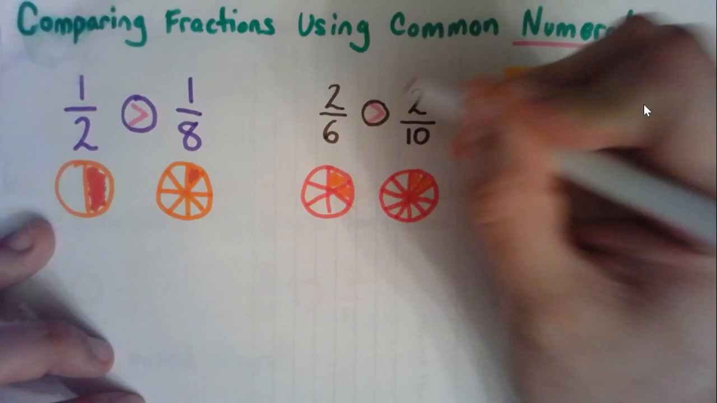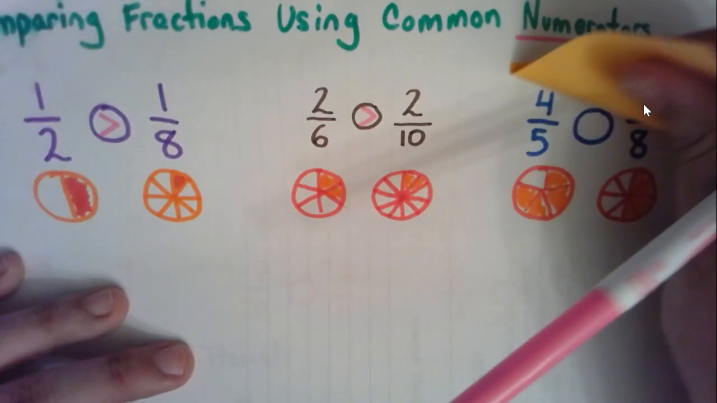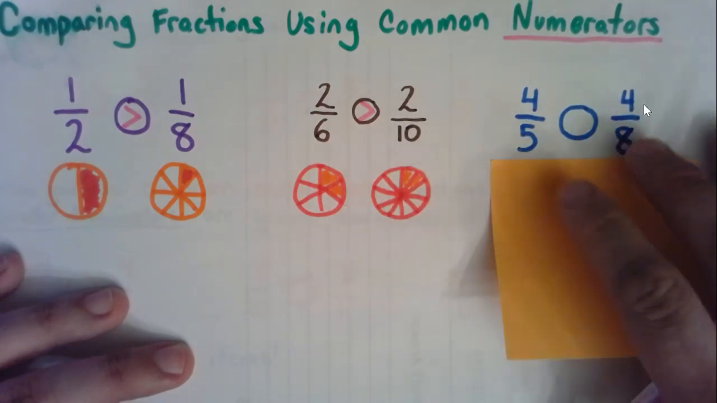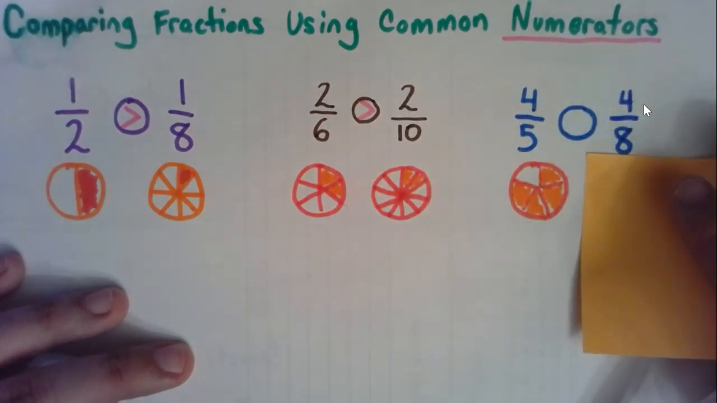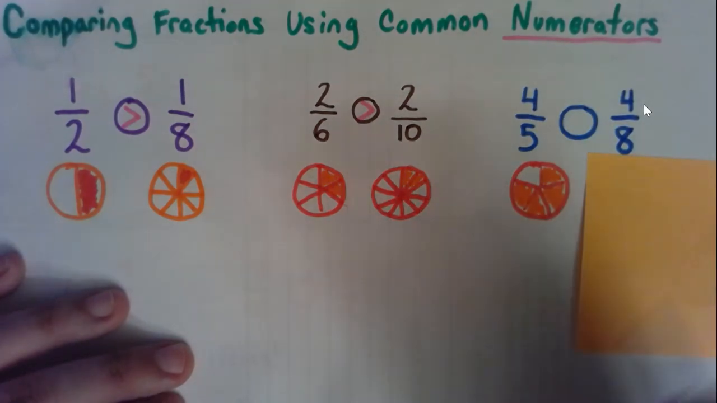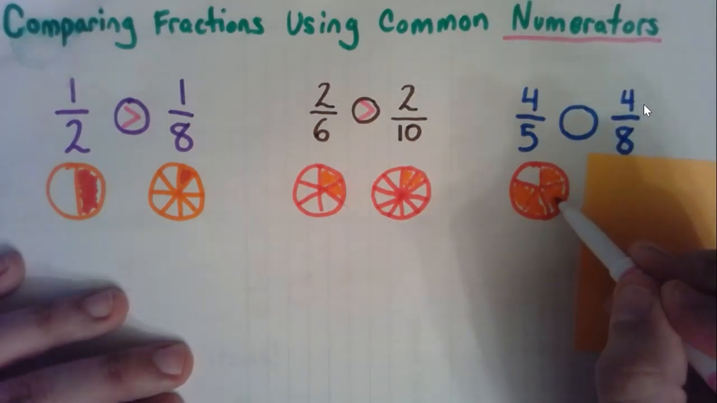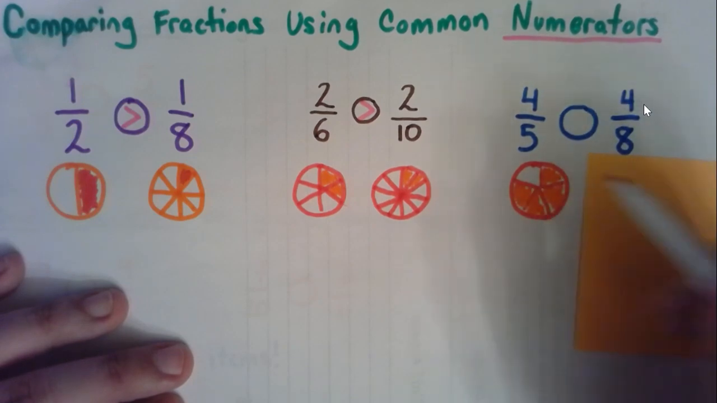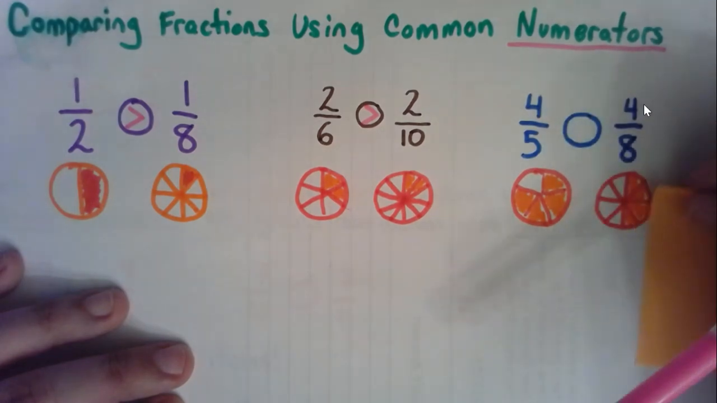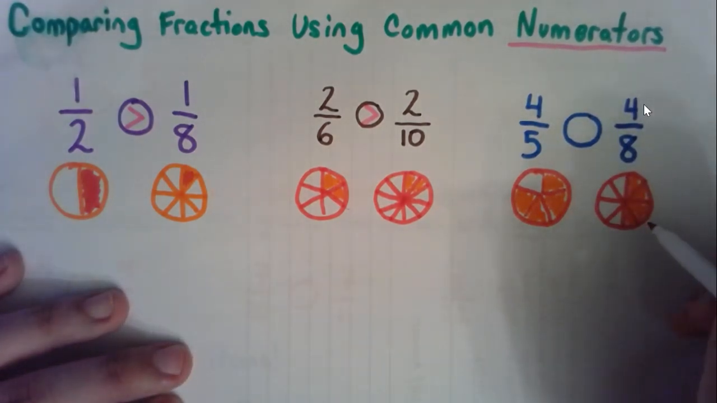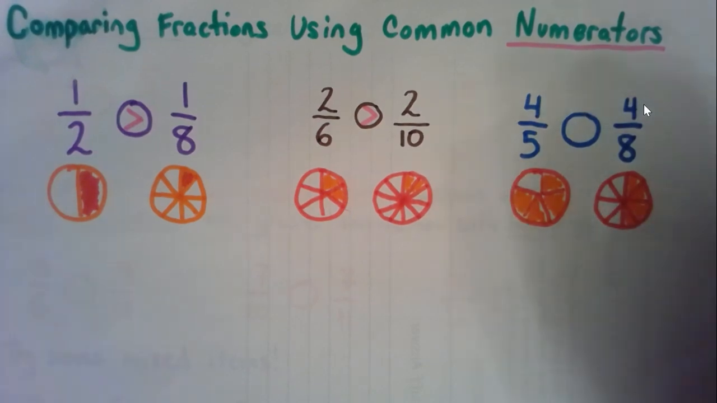Let's take a look at another example. 4/5 and 4/8. Well, in this example, with 4/5, I've shaded in almost my entire whole. I divided my whole into 1, 2, 3, 4, 5 parts. I shaded in 4 of them. But when I had 4/8, I divided my whole into 8 parts. I shaded in 4. That's the same as half. I've shaded in half of my whole.